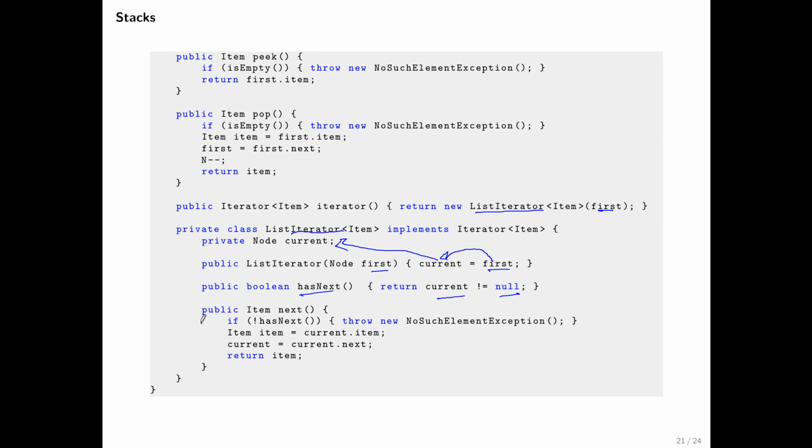Next, first checks if there is a next. If not, throws an exception. Otherwise, we grab the item sitting inside of current, remember it in item, and then update current to be the next node by saying current equals current.next. And then finally, we return item. Okay. So that completes the implementation, the linked list based implementation of the Stack API.